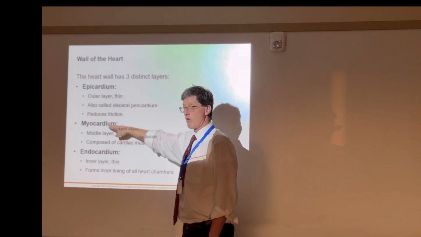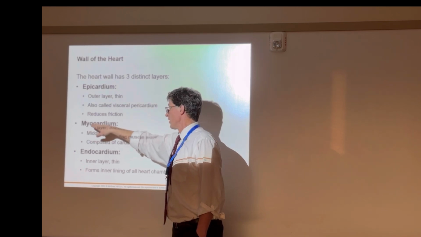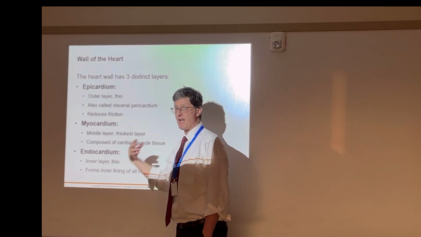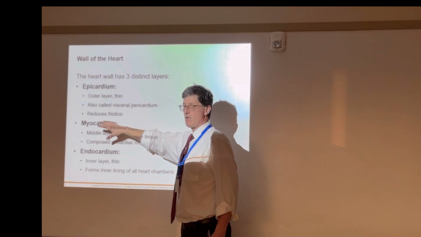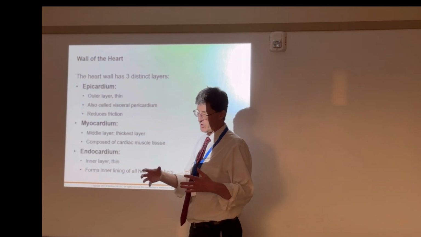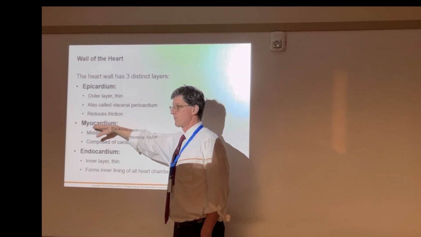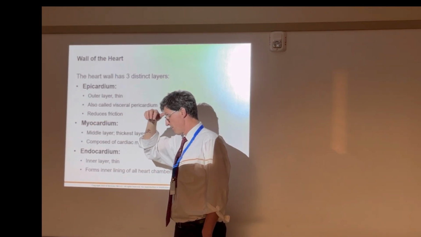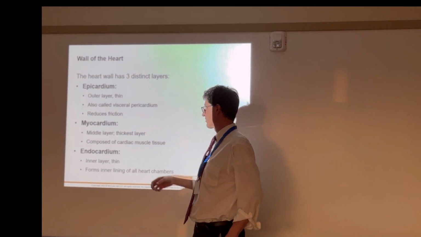Then you have the myocardium. Myo means? Muscle. So this is the heart muscle, cardiac muscle. Muscle is one of the four tissue types, and cardiac is one of the types of muscle in that tissue type. The myocardium has really unique features that allow the heart to work the way it works.